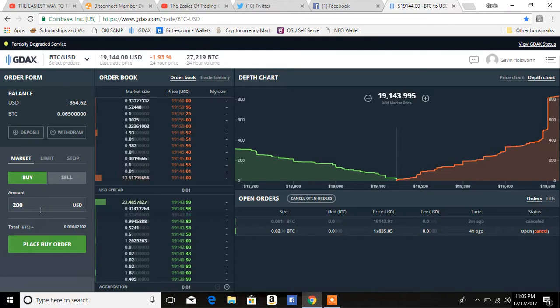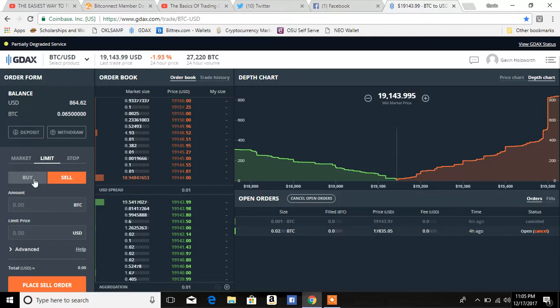So if you want your Bitcoin right away, buying or selling it, market's the way to go. Just remember there's a fee associated with that with GDAX. It's kind of small, but it's still a fee. Limit orders, buying or selling, there's no fee at all.